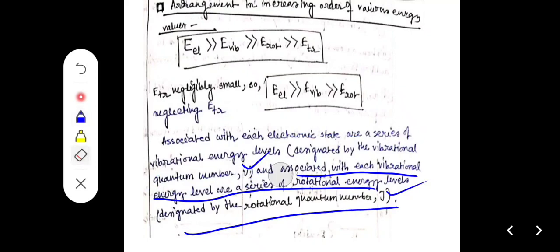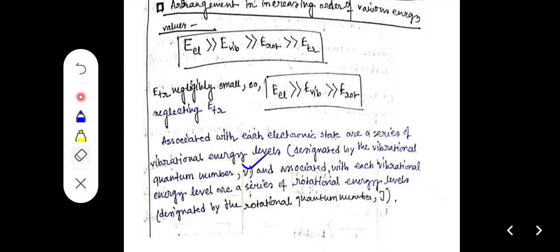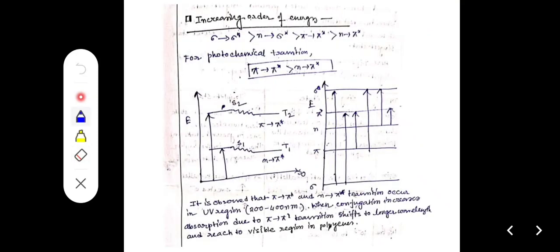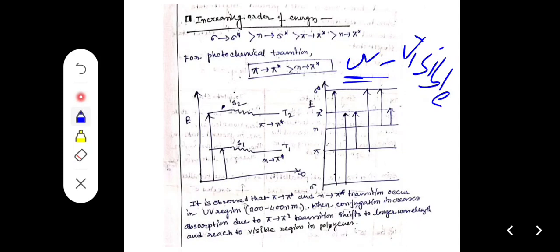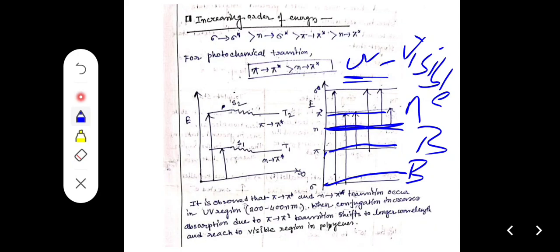Now again I erase all of these things. So now we consider electronic transitions. There should be so many energy levels for each particle, in most cases molecules. When UV-visible radiation is applied, that gives the electronic spectra. This is sigma, this is bonding, this is pi, this is also bonding, this is non-bonding, this is anti-bonding, this is also anti-bonding.